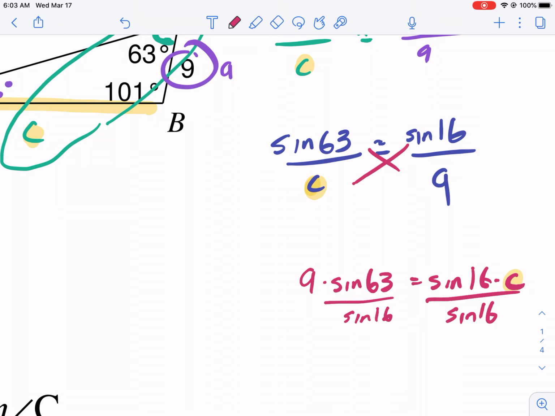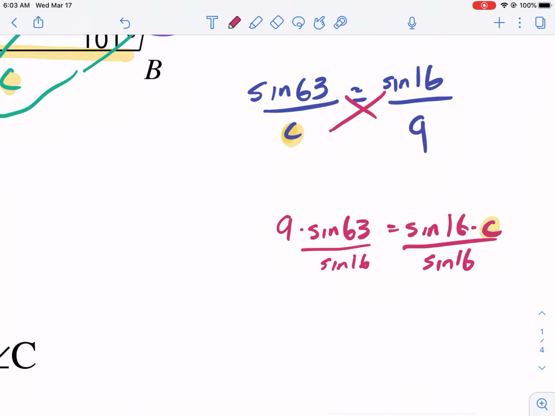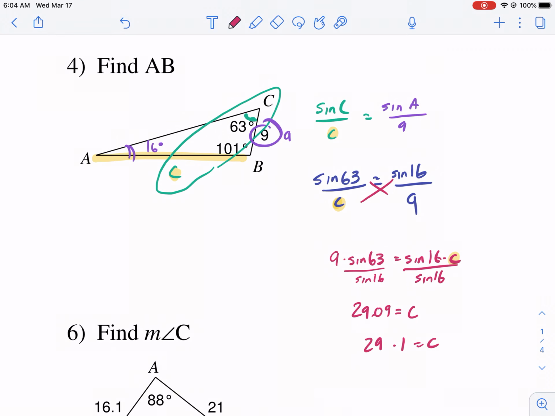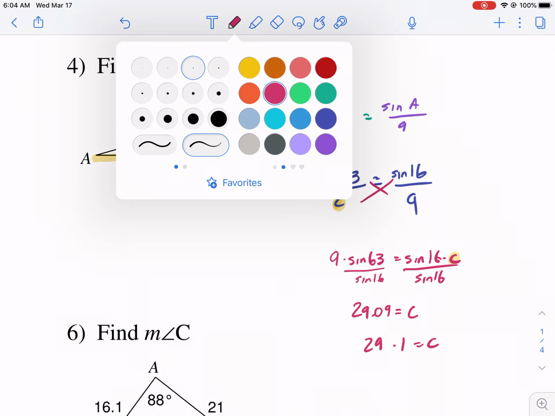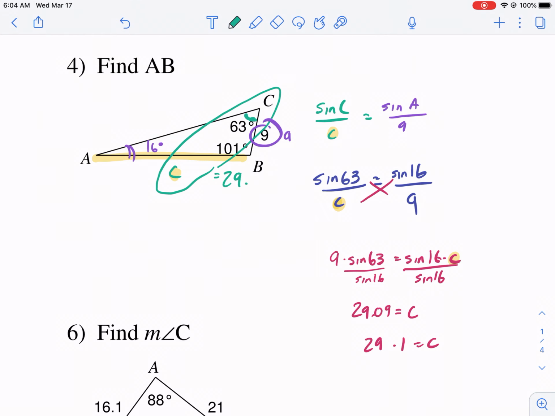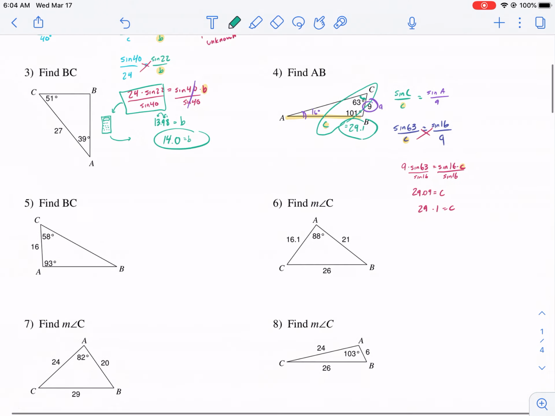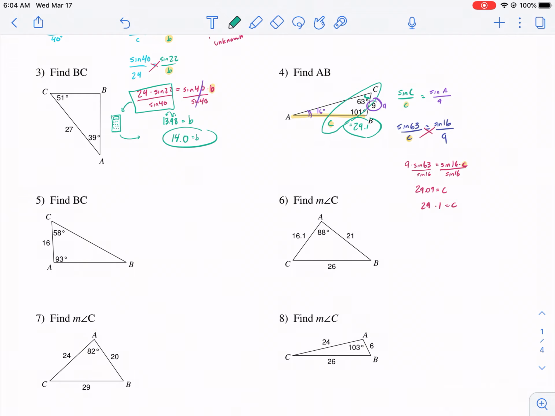Time to shine for the calculator: 9 times sine of 63, divided by sine of 16. Make sure you're in degree mode. That's important, because if you're not in degree mode, you're going to get way different answers than I am. Once I divide this out, I get c equals 29.09. So rounded to the nearest tenth, c equals 29.1. Okay, let's do one where we find angles now.